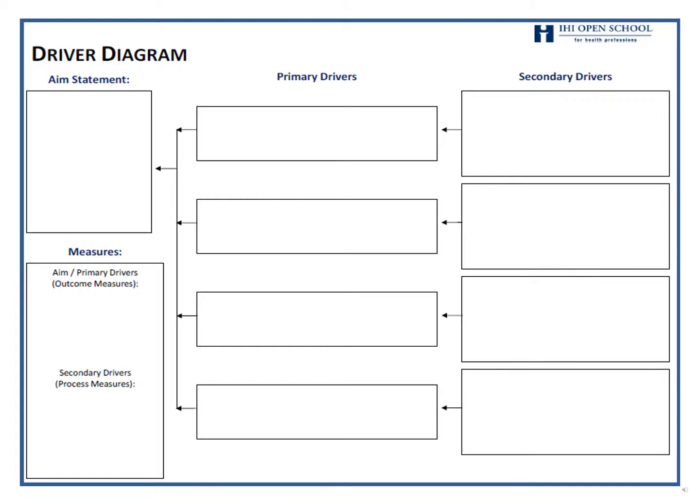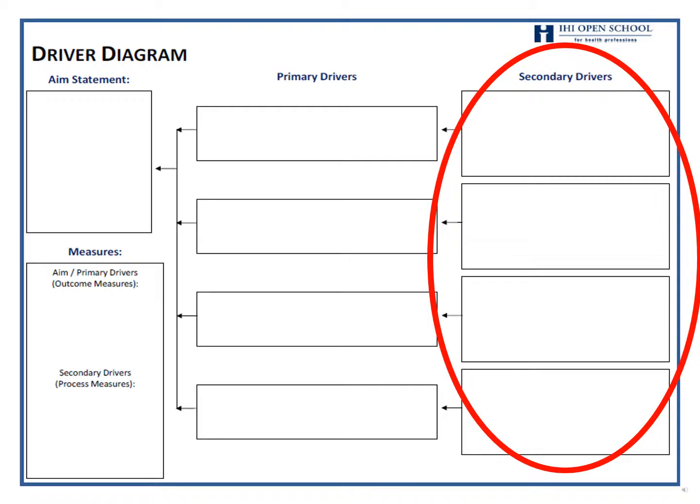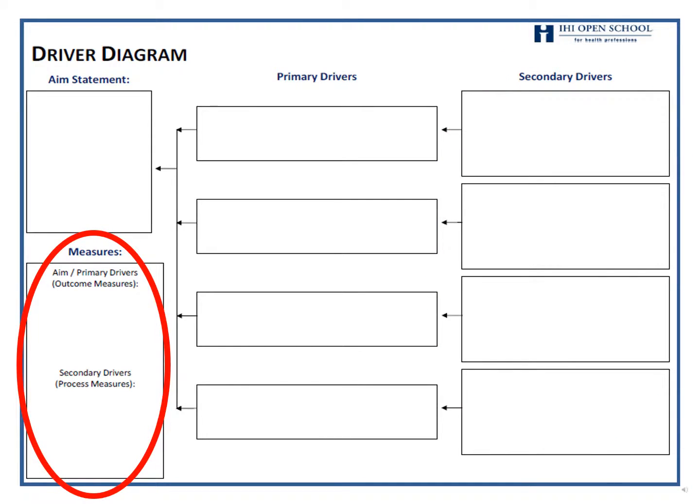Let's take a look at the anatomy of a driver diagram, and then we'll talk about each of the individual components. You're going to start with your aim statement that you came up with at the beginning of your project and fill it in the upper left box. Next, we're going to be looking at primary drivers and secondary drivers, and you're going to fill these in from the brainstorming ideas that you came up with when you were making your fishbone diagram. Finally, you're going to come up with specific measures for your project, and once you have those measures, you'll be able to plan your first PDSA cycle.